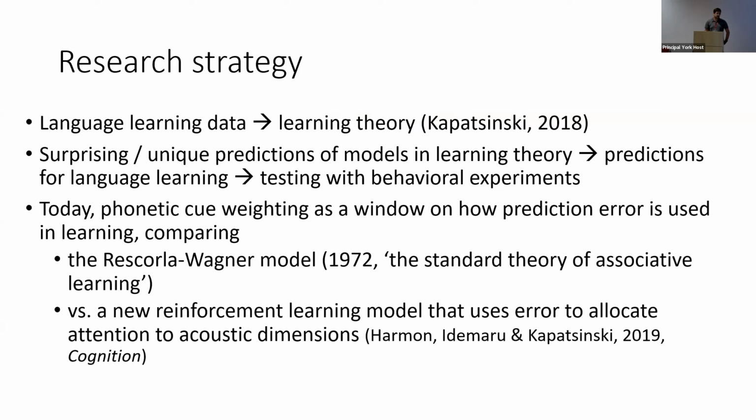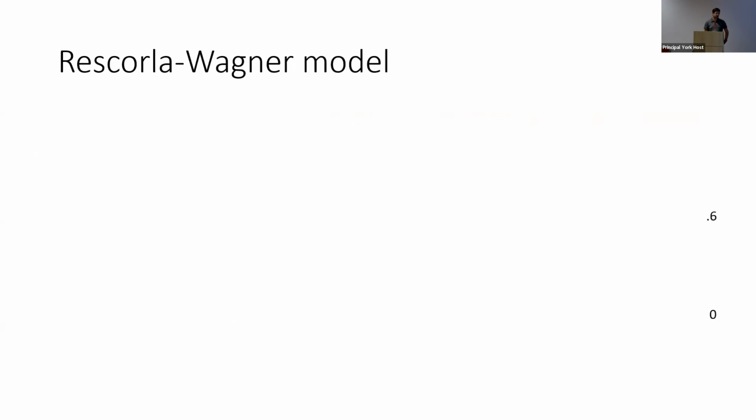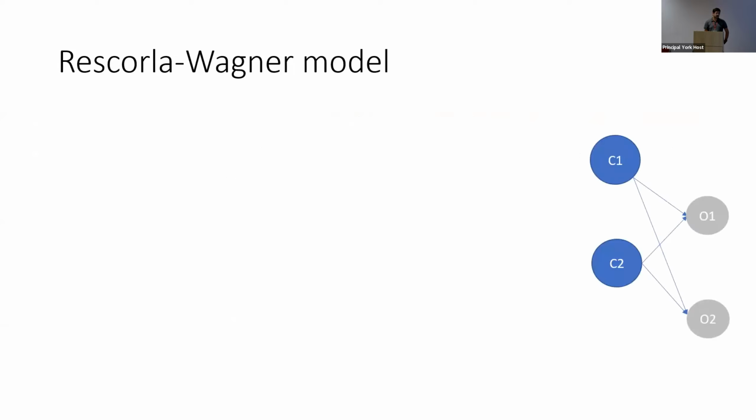Today, we are going to be using phonetic cue weighting as a window on how prediction error is used in learning, comparing a classic error-driven learning model by Rescorla and Wagner, which is often called the standard theory of associative learning, and the new model that we developed based on a set of experimental data that I will tell you about next. So the Rescorla-Wagner model basically deals with this kind of situation where you've got a bunch of environmental cues and you're trying to predict events in the world called outcomes.